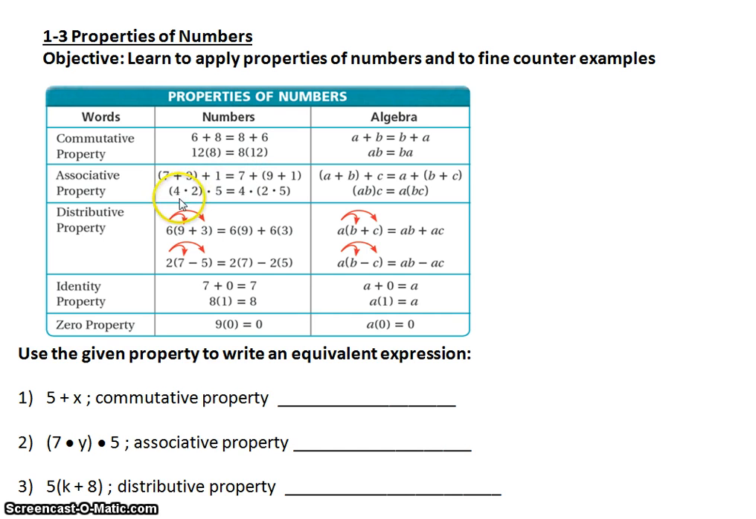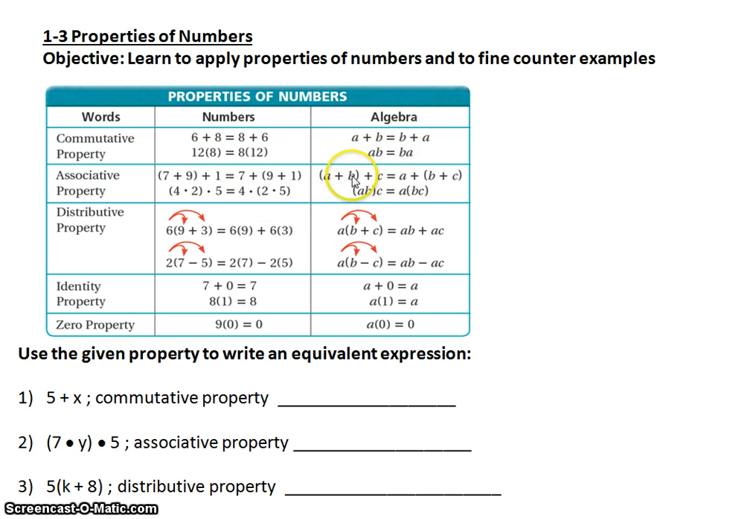A multiplication example would be 4 times 2, taking that product and multiplying that times 5. That would be the same as, following the order of operations, 2 times 5 and multiplying it by 4. These are equivalent. The associative property works for addition and multiplication. However, it does not work for division and subtraction.